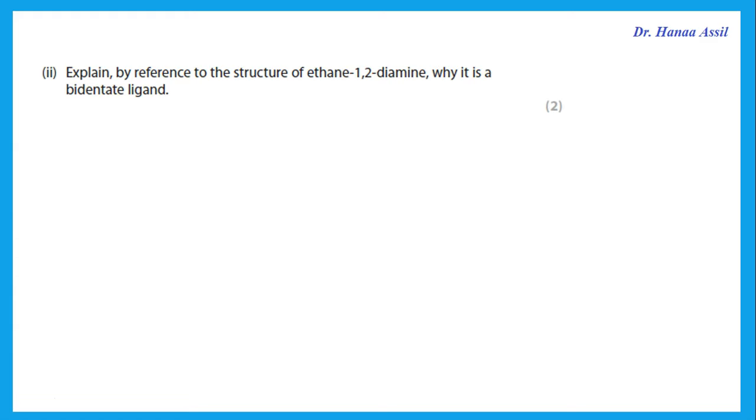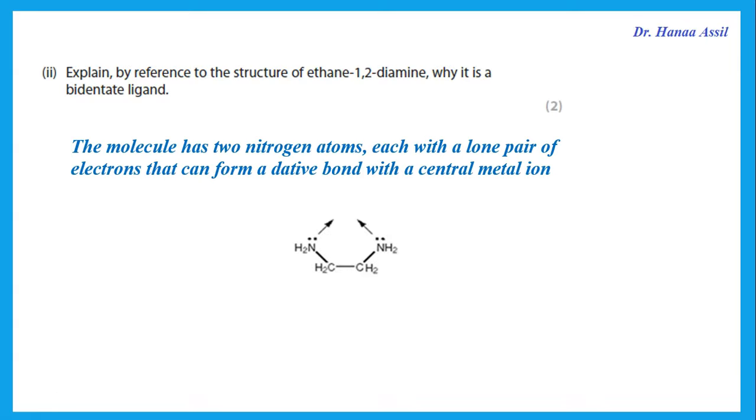Explain by reference to the structure of ethane 1,2-diamine why it is a bidentate ligand. Now this is ethane 1,2-diamine. Why is it a bidentate ligand? Of course, that is because it has 2 nitrogen atoms at its ends. Each of them has a lone pair of electrons that can form a dative bond with a central metal ion, and that means that this ligand can form 2 dative bonds to the central metal atom and therefore ion, and that's why we say it is bidentate.